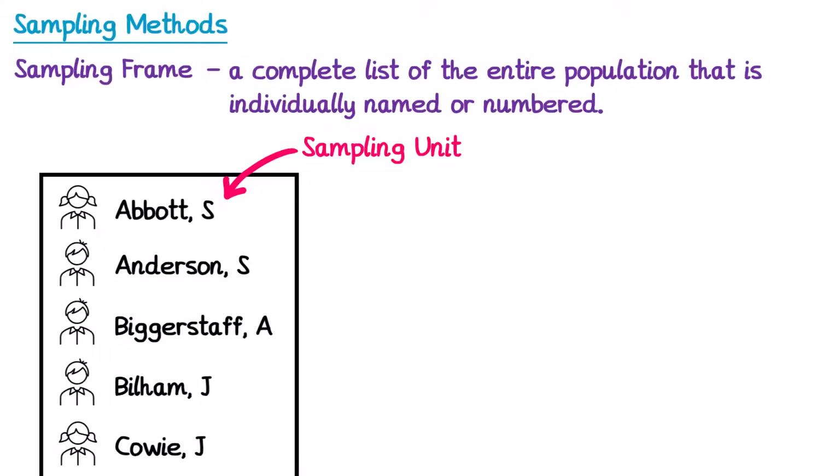Some people struggle to understand the difference between the terms population and sampling frame. The key thing to remember is that the population is all of the items that are of interest, but the sampling frame is the list of all of these items. In some situations, a sampling frame is not actually possible or might be unknown.